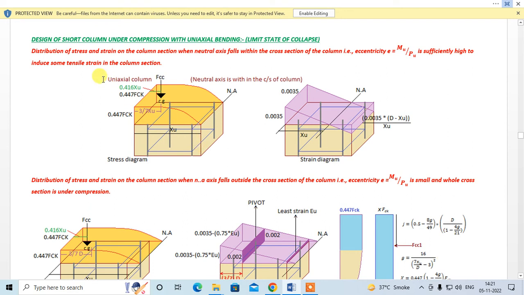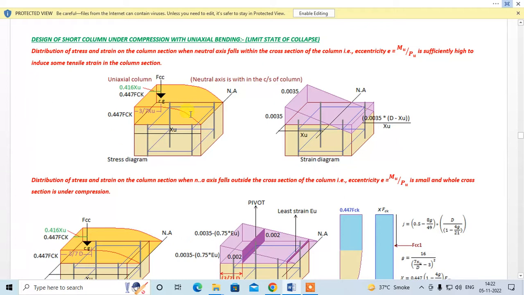Chapter 12, in which we will see how to design a short column, both uniaxial and biaxial. Design of short column under compression with uniaxial bending, at the limit state of collapse. There can be two cases: one when the neutral axis falls inside the cross section, and another when the neutral axis falls outside the cross section, right?